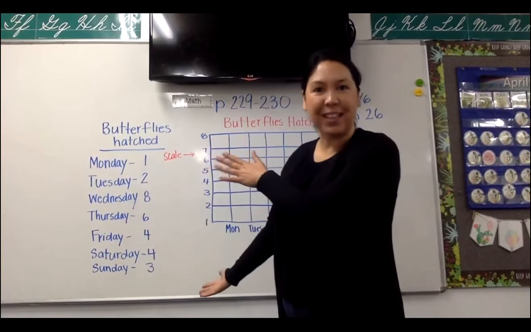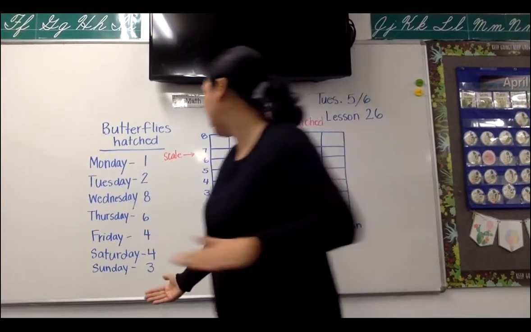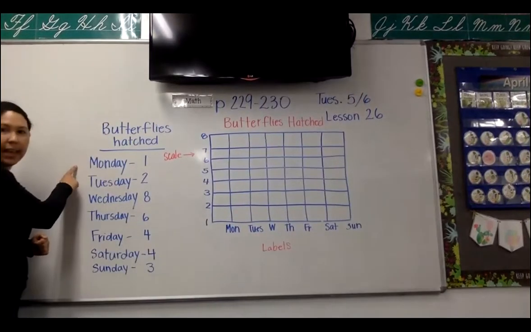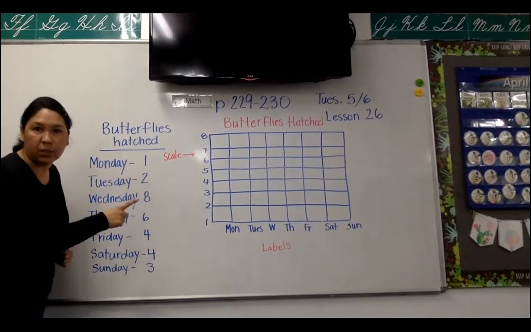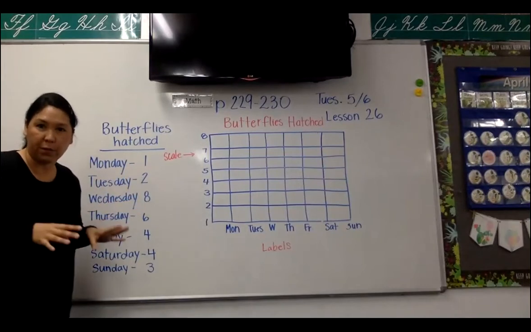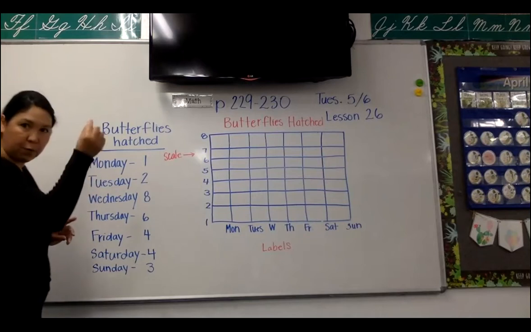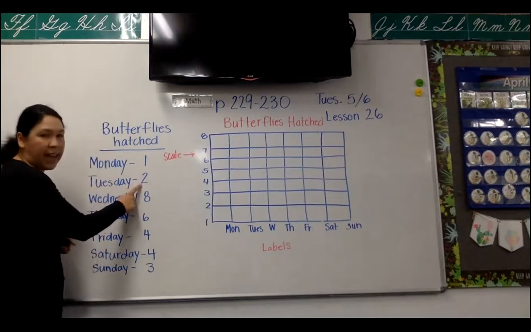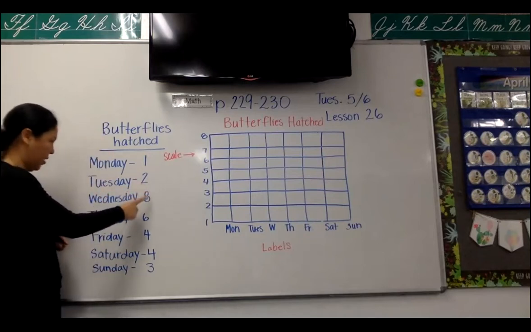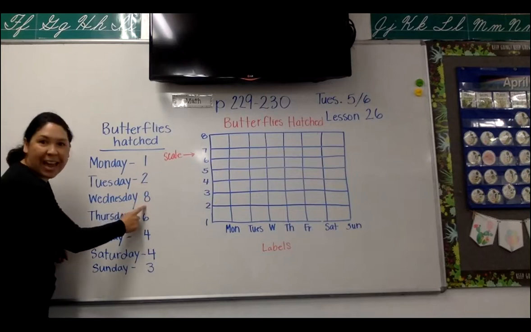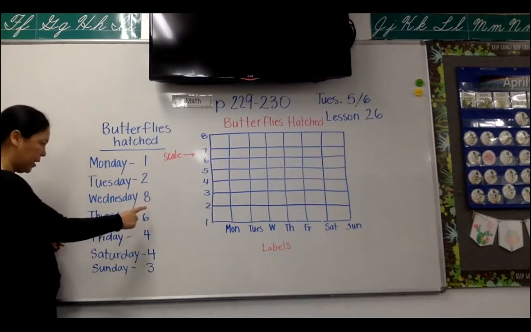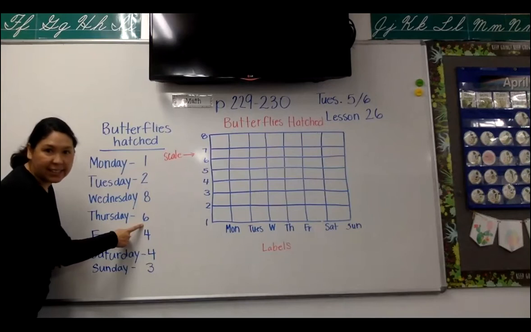And this is some of the data that we have. So look over here. On Monday, only one chrysalis was found empty. It was probably the start, maybe the first guy that went and formed his. On Tuesday, there were two. On Wednesday, there were 8, so that was a big jump. Then on Thursday, only 6.